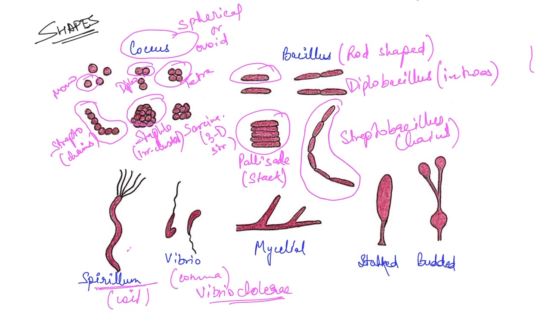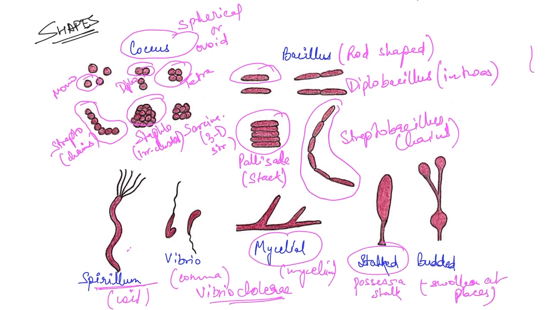Okay, then we have stalked, we have budded, and mycelial. So here the shape is of a mycelium. Here it's stalked, so it possesses a stalk. Here the bacterium is basically swollen at places. Okay, so all these forms like spirillum, vibrio, mycelial, stalked, or budded, they always live singly, whereas coccus and bacillus are two forms wherein we find different varieties even in the shapes. So they can be mono, diplo, tetra depending upon the number of cells joined together. Okay, so this is all about the shape of the bacteria, and lastly we'll cover the flagellation as well.